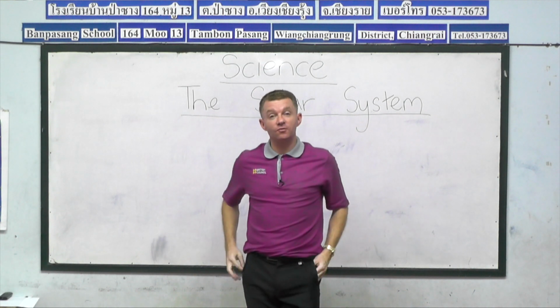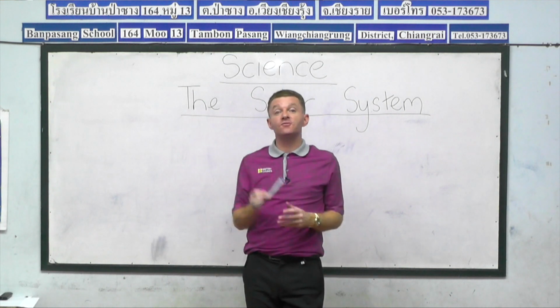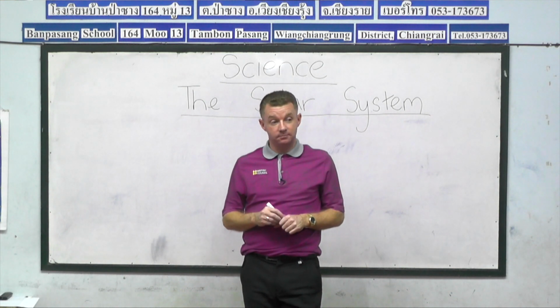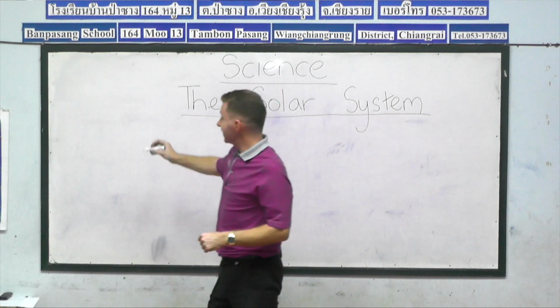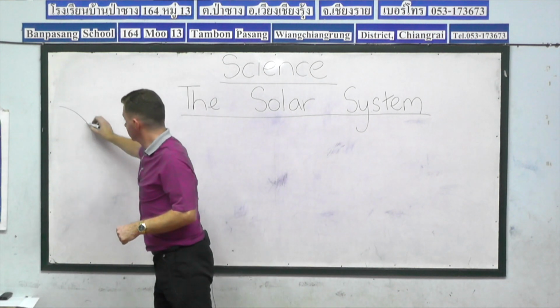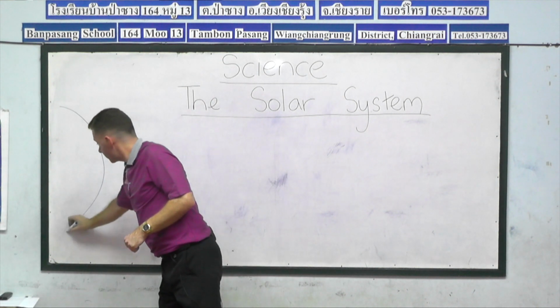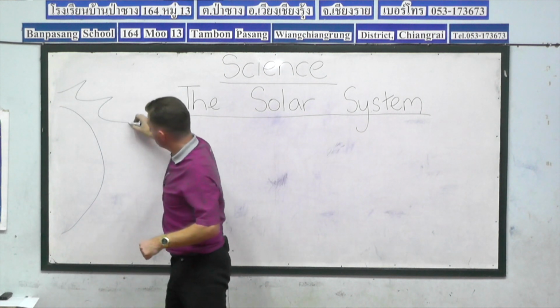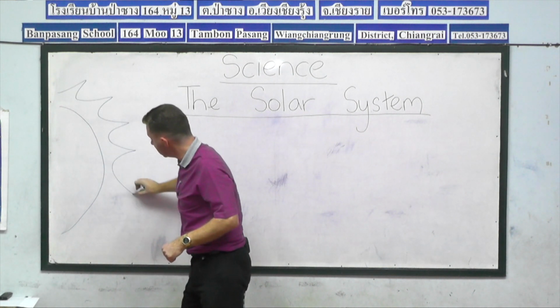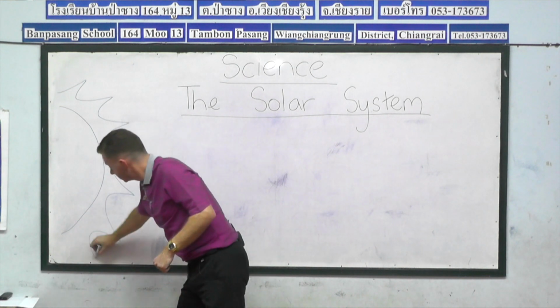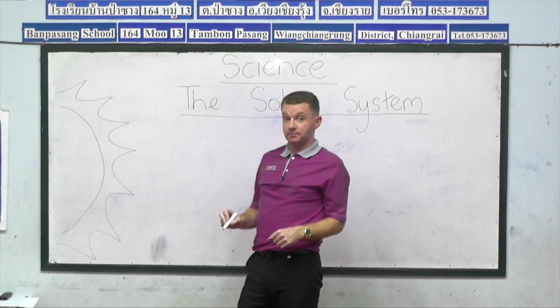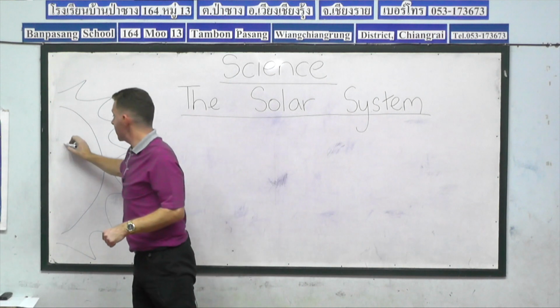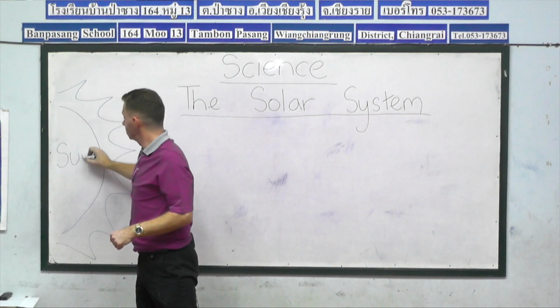And what we need to do first is I need to do a diagram of the sun. So the sun would be the center of our universe. And there's a large star like this. And as we know, the sun provides all the heat and light energy. So here is the sun. And we will label it S-U-N.